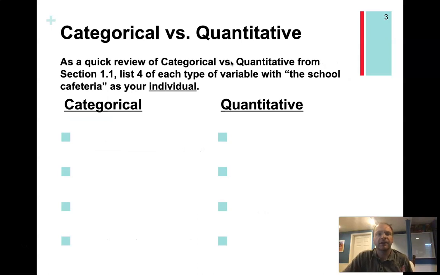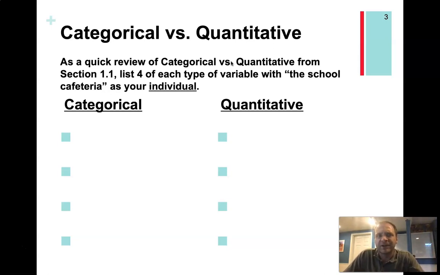analysis. So before we begin, we looked at lesson 1.0, which was categorical versus quantitative. And so we're going to quickly review that before we go into 1.1. And we're going to use the school cafeteria as our individual. And we're going to look at what are some types of categorical and quantitative variables that we have in there. So if we just take a moment and think about going to the cafeteria, you're walking in lines, you're sitting at tables, you're having your food, what are the variables that you can see or experience or observe in the cafeteria?